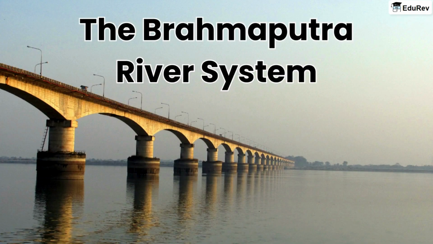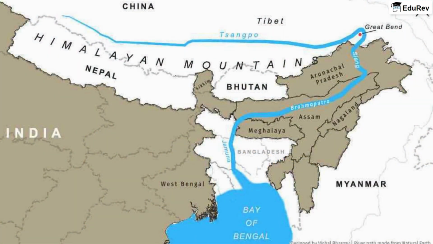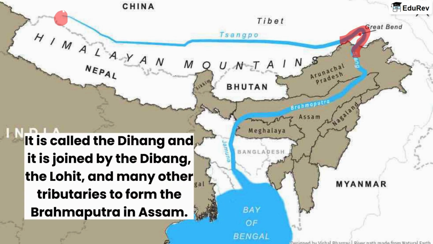The last of the Himalayan rivers we are going to study is the Brahmaputra river system. Rises in Tibet, east of Mansarovar Lake, very close to the sources of the Indus and the Satluj. Most of its course is outside India. On reaching the Namcha Barwa, it takes a U-turn and enters India in Arunachal Pradesh through a gorge. Here, it is called the Dihang and it is joined by the Dibang, the Lohit, and many other tributaries to form the Brahmaputra in Assam.